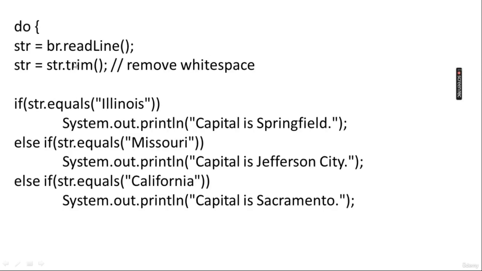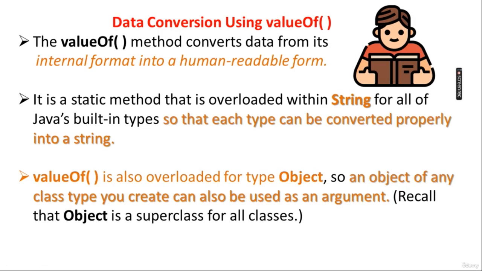So why are we using trim over here? If there is a space and we are checking that string with the equals method, that space would not be considered. So for the exact match, if the user accidentally enters any white space into the input, it will be removed from the start and the end. Leading and trailing white spaces will be removed. Okay, so data conversion using valueOf: the valueOf method converts data from its internal format into human readable form.